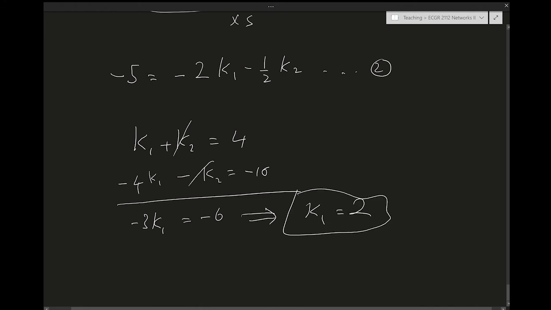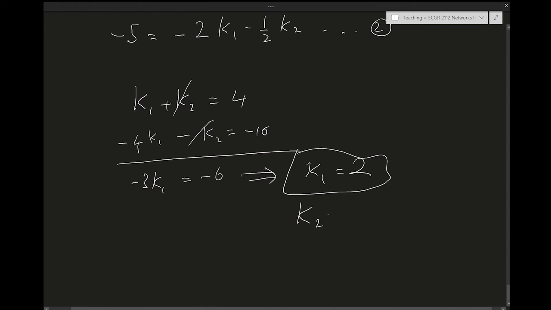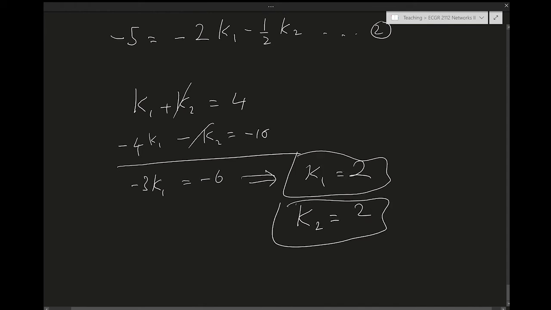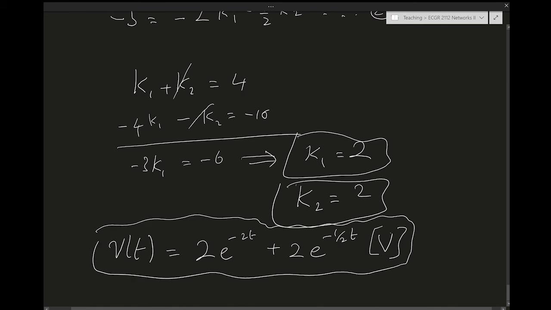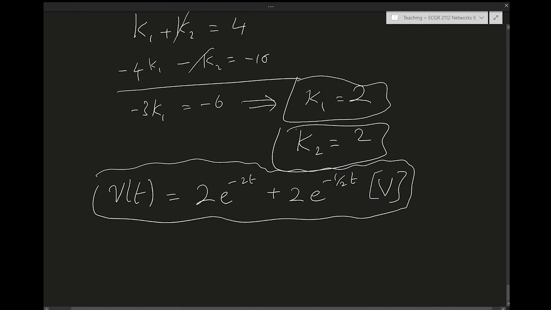K1 plus K2 equals 4. So that tells me also that K2 equals 2, right? And this is the solution. This is V of t. V of t is going to be 2 e minus 2t plus 2 e minus half t volts. I put the units in brackets, okay? And this is the solution.